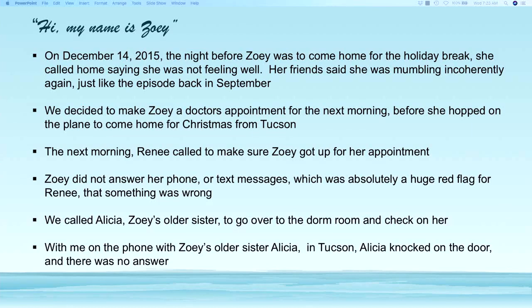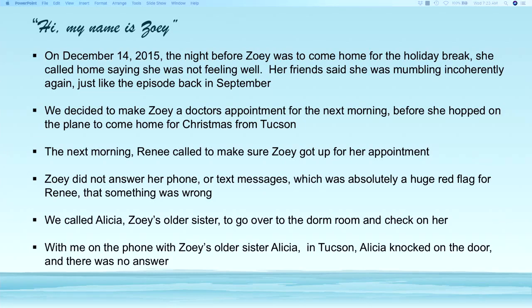On December 14th, 2015, the night before Zoe was to come home for the holiday break, she called home saying she was not feeling well. We actually spoke to her via FaceTime. Her friend said that she was mumbling incoherently again, just like the episode back in September. We decided to make Zoe a doctor's appointment for the next morning before she hopped the plane to come back to Houston for Christmas.